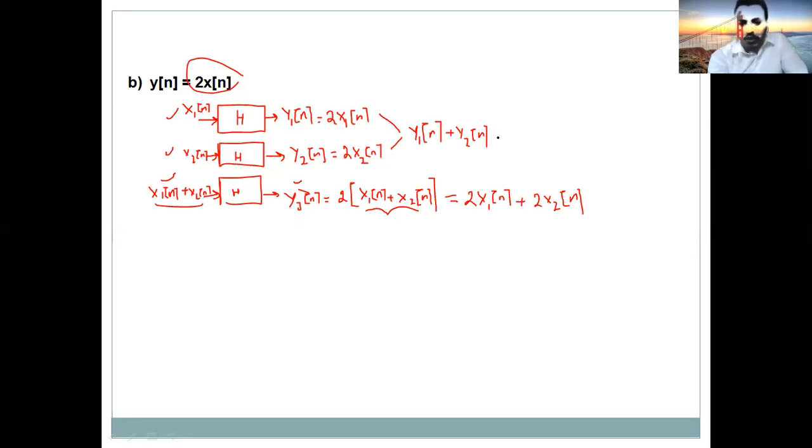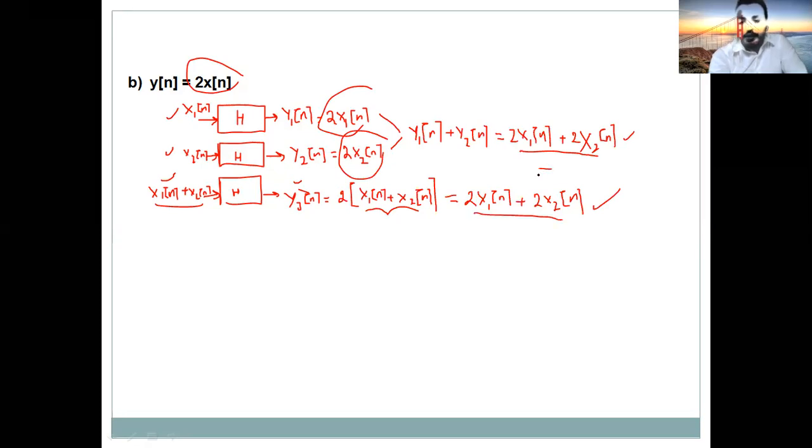Now, if you add these two individual outputs, what is the first output? 2 times x1 of n, right? We get it here. What is the second individual output? Plus 2 times x2 of n. Now, what do we have to compare? This to this one and this two. So as you can see here, they are the same. They are equal.